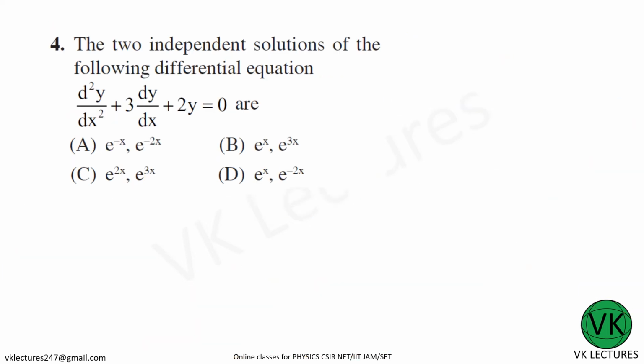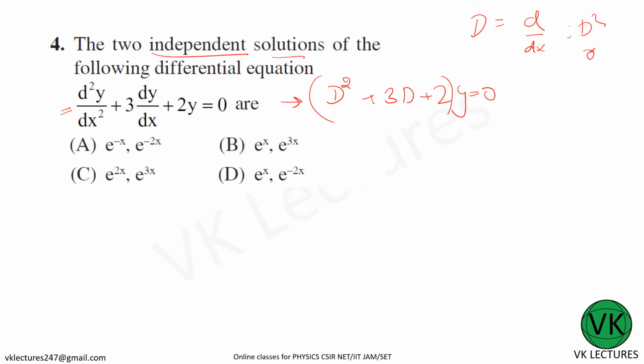Question number 4. Two independent solutions of the following differential equation. So this is the differential equation given. We can write it as d square plus 3d plus 2 times y equal to 0. And what is d? D is nothing but d by dx, and d square is d square divided by dx square, the second derivative.